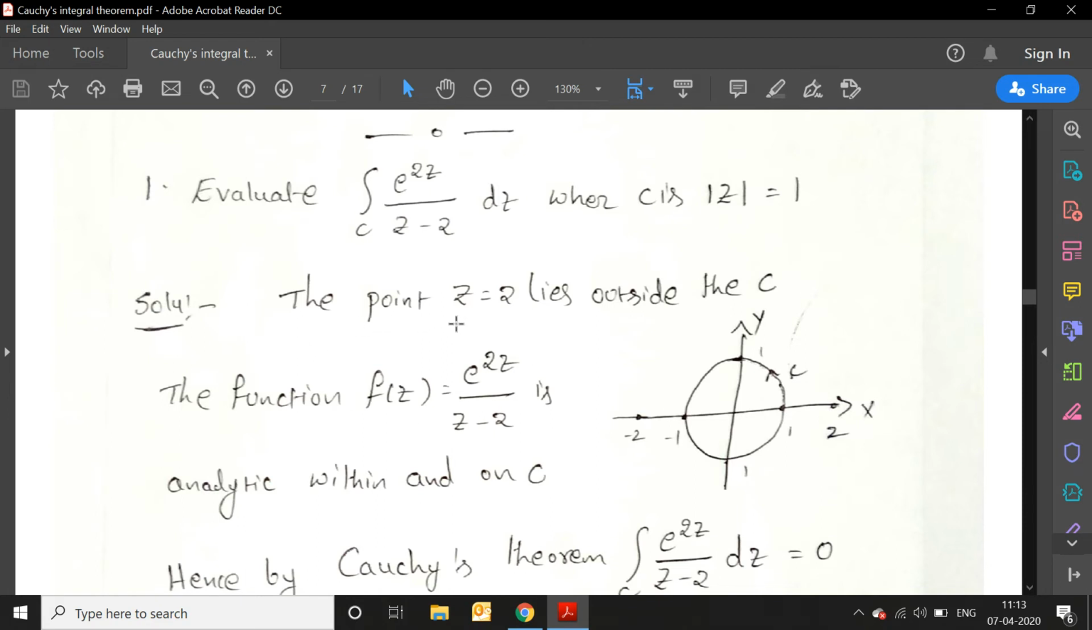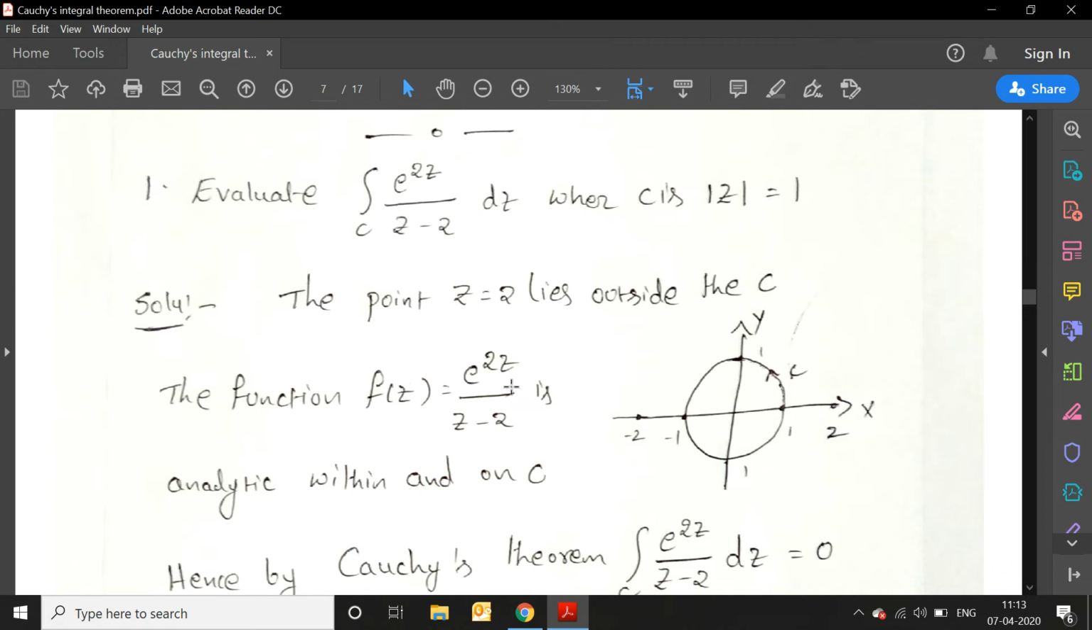Now the point z is equal to 2 lies outside C. What is the 2 here? z minus 2 equal to 0, z is equal to 2. This point lies outside C. So the given region is mod z is equal to 1, and our given point is outside C. So then the function f of z is equal to e power 2z by z minus 2 is analytic within and on C.